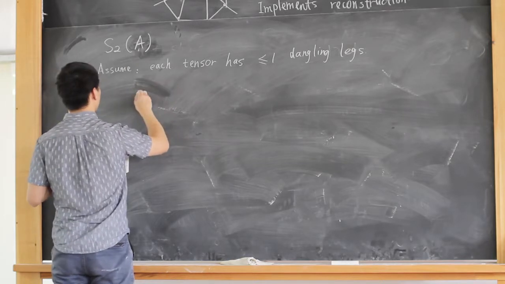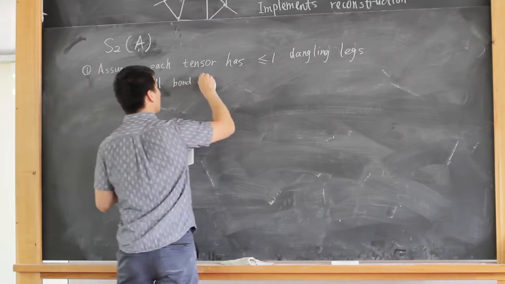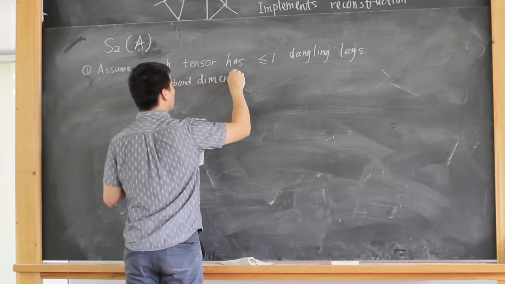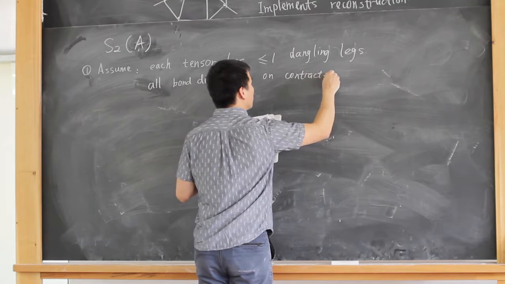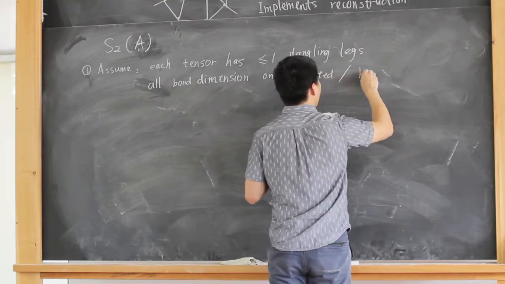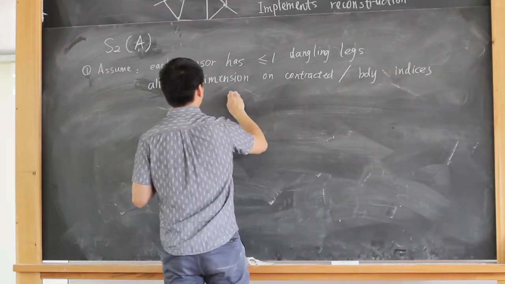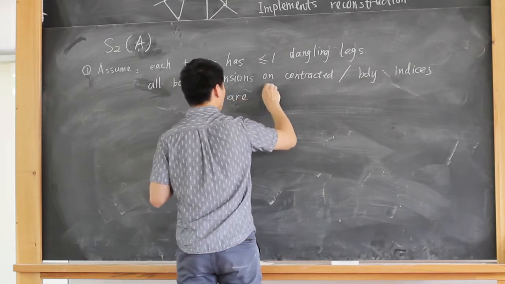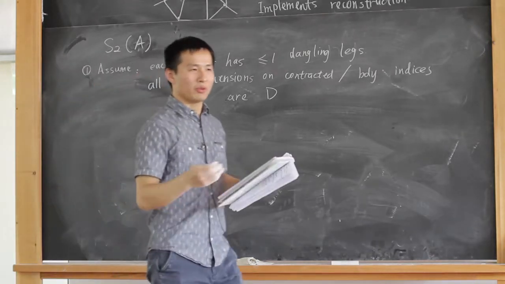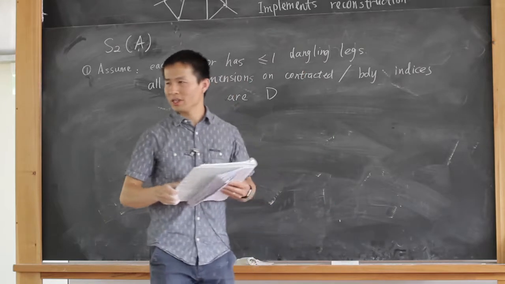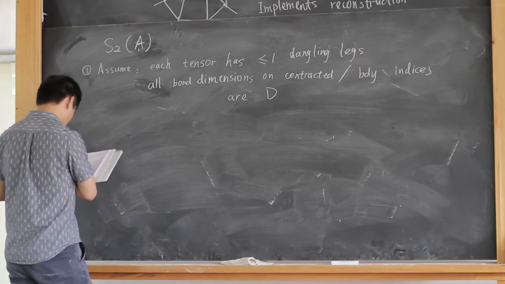We're also going to assume, for simplicity, that all the bond dimensions on contracted indices and boundary indices are the same, and we denote that by capital D. In general they could be different, but we want to keep things simple. This doesn't modify the physics too much, so let's assume they're the same. Now we can do some calculation.